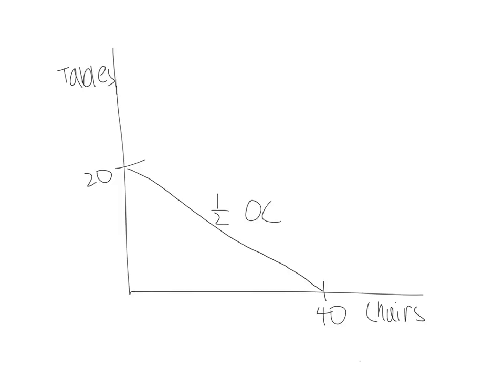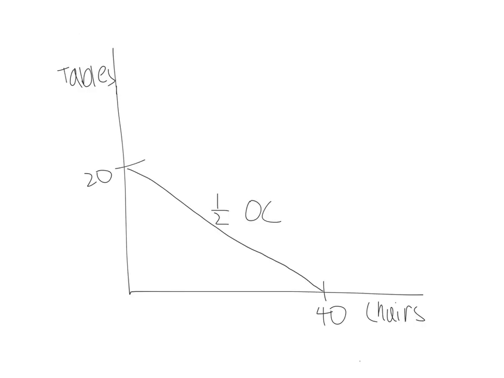So what it means is that when you produce one table, you will sacrifice two chairs, or when you produce one chair, you will sacrifice half a table. And the reason for the constant slope, or the opportunity cost, would be that the resources that are used to make tables and chairs are easily adaptable to make either tables or chairs, and that's why.